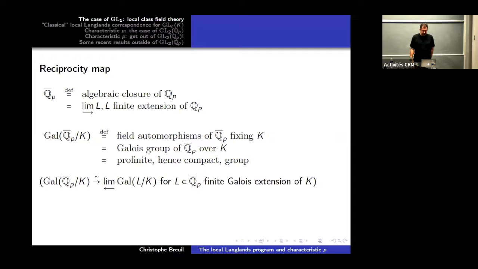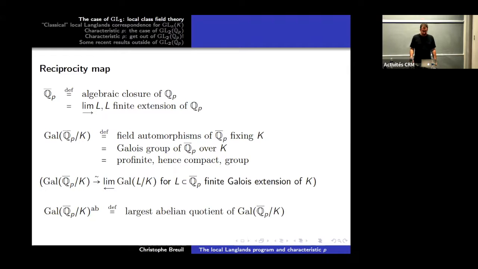The reason it is profinite is that you can write it as the projective limit of all the finite Galois groups for all the finite Galois extensions of K. Of course, each Galois L over K is a finite group. This is why it is profinite, and any profinite group is compact. And finally, I need the largest abelian quotient of this group. If you take any group and mod out by the subgroup of commutators, the subgroup generated by elements like g, h, g^-1, h^-1, this is the subgroup of commutators.